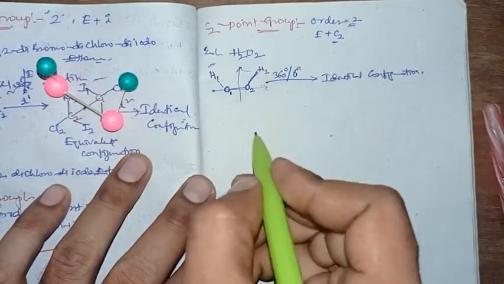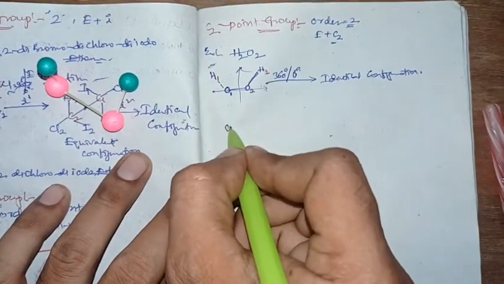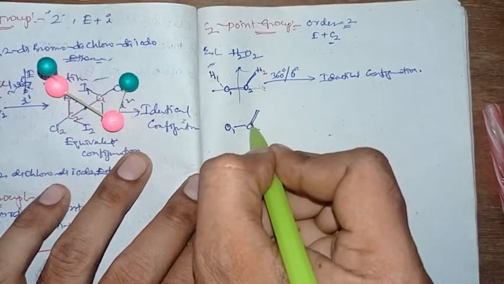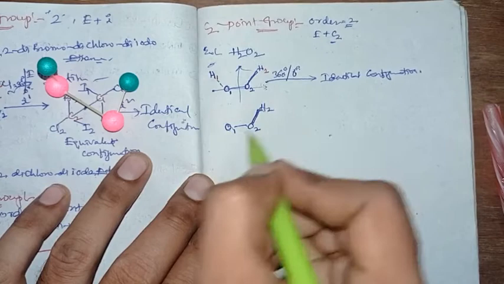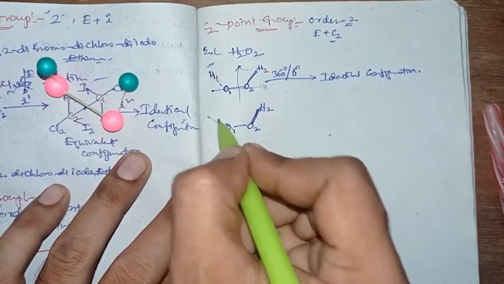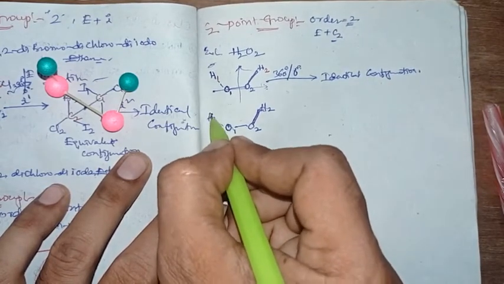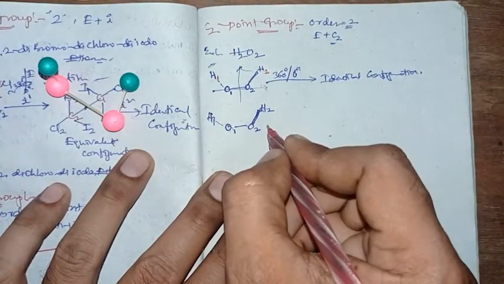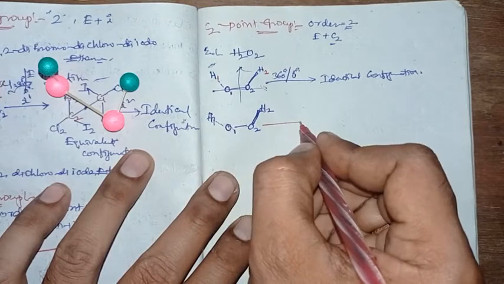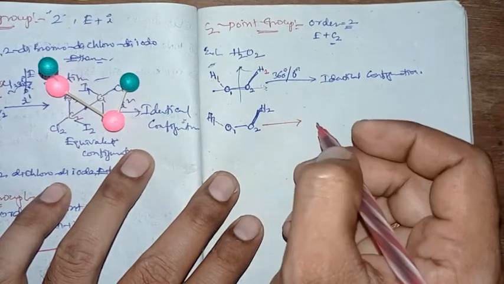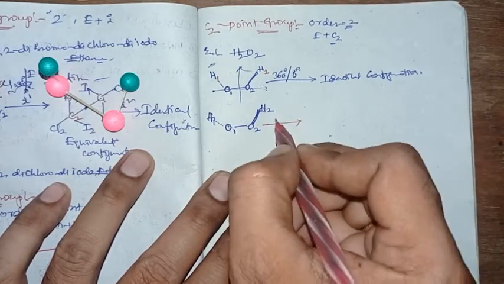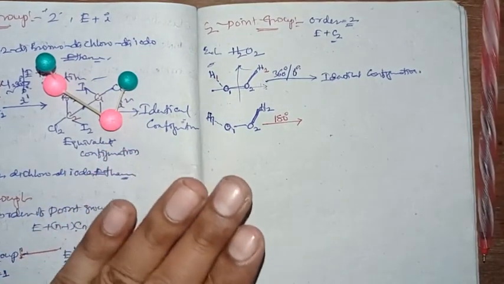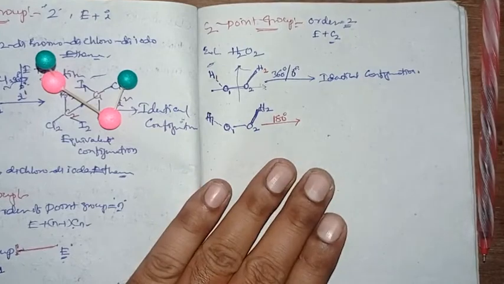Let me explain how the second element is present. Oxygen 1, oxygen 2: oxygen 2 has the hydrogen in the above plane, and oxygen 1 has the hydrogen in the below plane, right? So here, when we apply the rotation axis and do 180 degrees of rotation, it should generate an equivalent structure, isn't it?